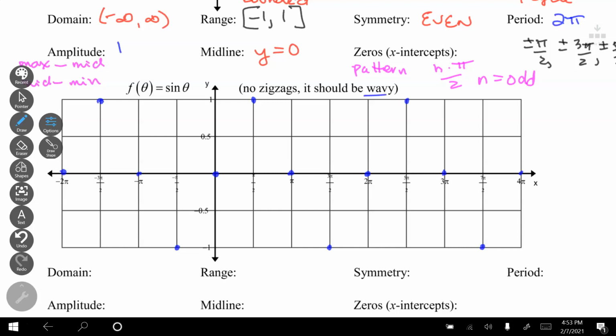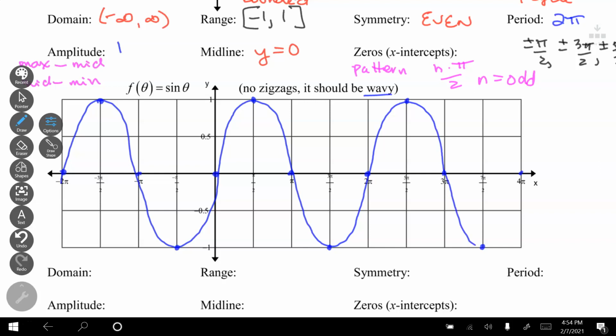Again, I need to make it wavy, so nice waves. Think roller coasters. Think about what it means to ride a roller coaster. You don't have sharp corners on roller coasters. That would hurt.